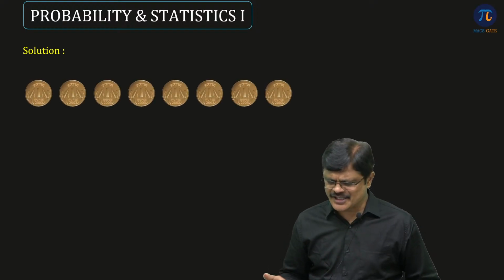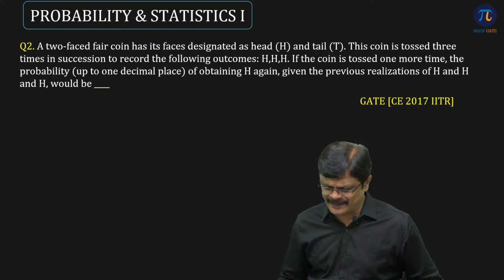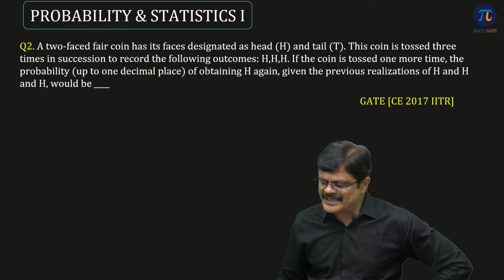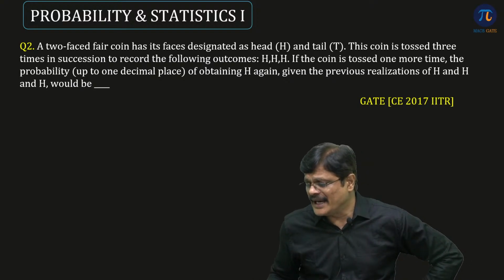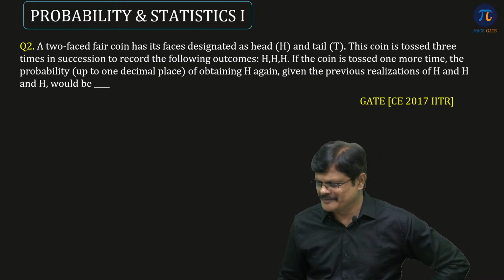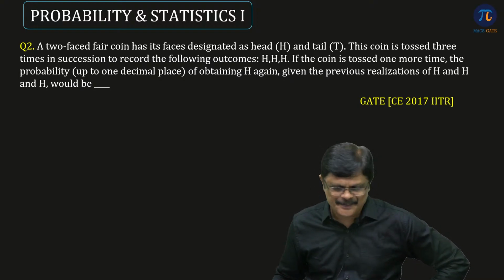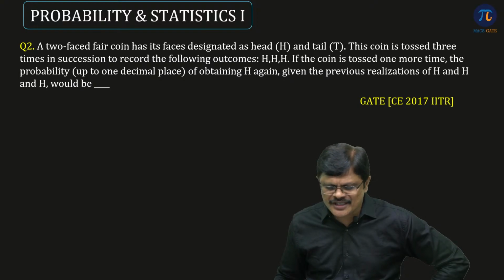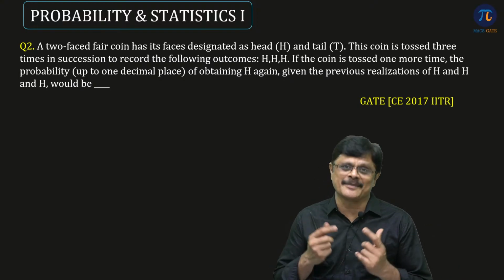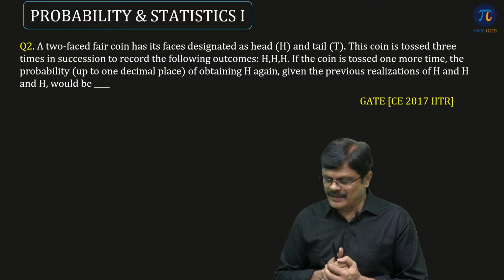Next one. Okay, that is the situation. Of course, I already showed this. Fine. A two-faced fair coin has its faces designated as head and tail. Sometimes more information is given. You just need to understand that. This coin is tossed 3 times in succession. So this coin is tossed how many times? 3 times. 1, 2, 3.